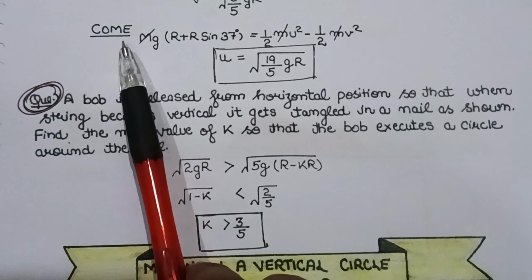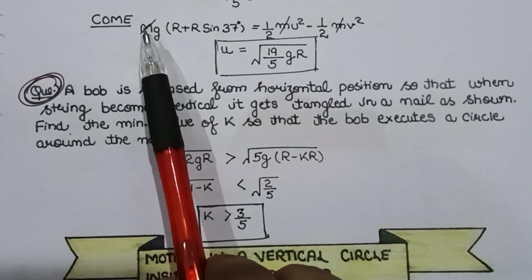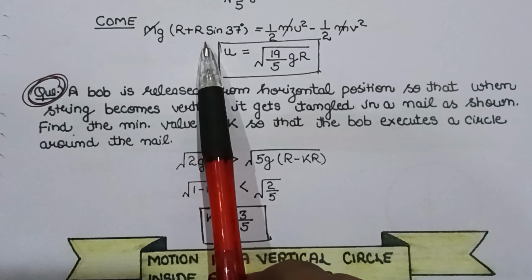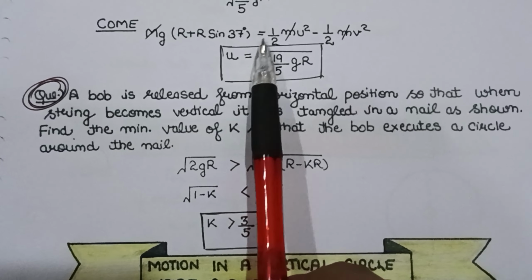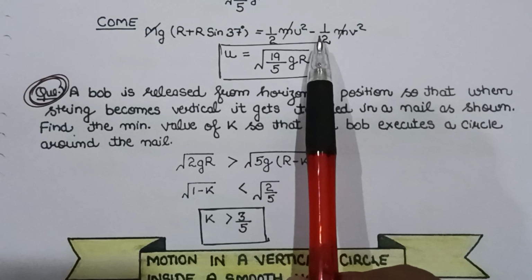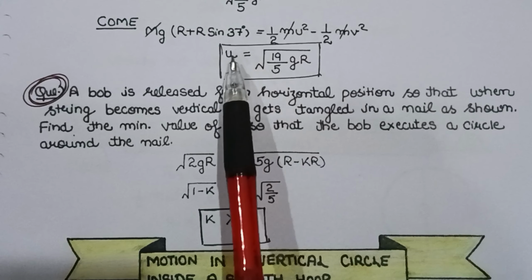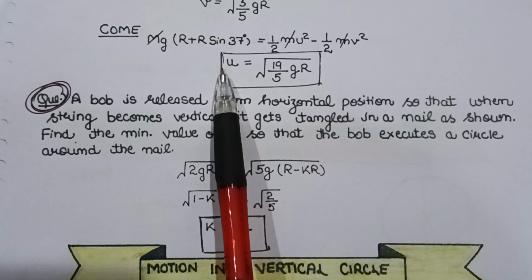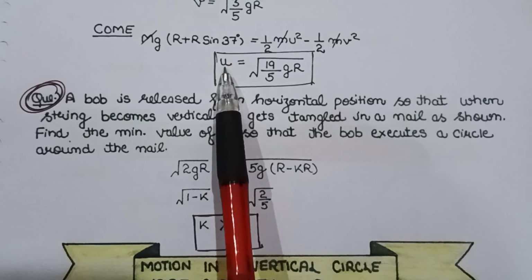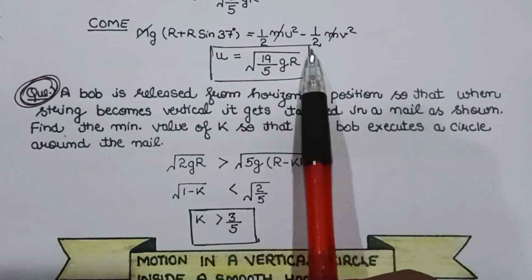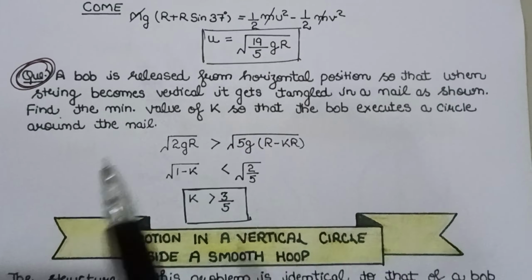According to the law of conservation of mechanical energy, mg into r plus r sin 37 degrees is equal to half of mu square minus half of mv square, where we found out that u is equal to under root of 19 by 5 gr.